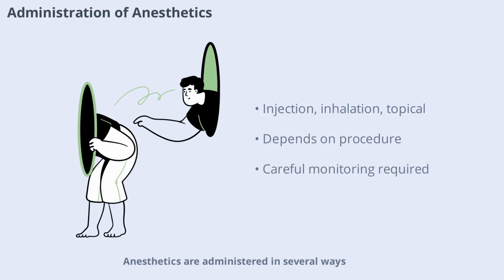Anesthetics are administered in several ways depending on the type and procedure. Local anesthetics are injected or applied directly to the area. Regional anesthetics are injected near nerves or the spinal cord. General anesthetics are given through inhalation or intravenous injection. Anesthesia teams carefully monitor patients to ensure the correct dose and minimize risks.